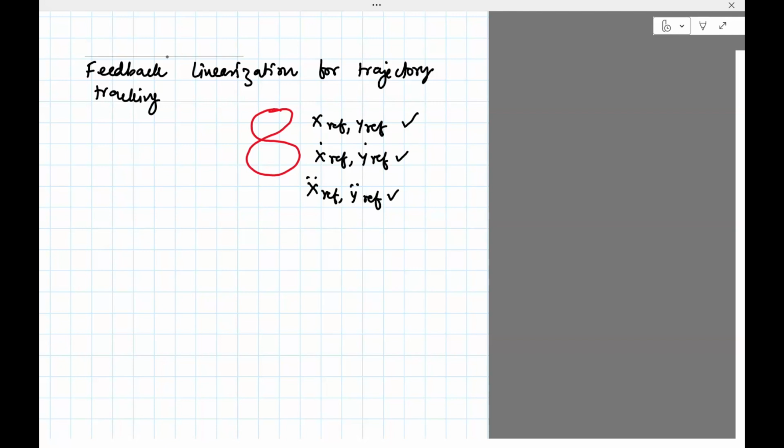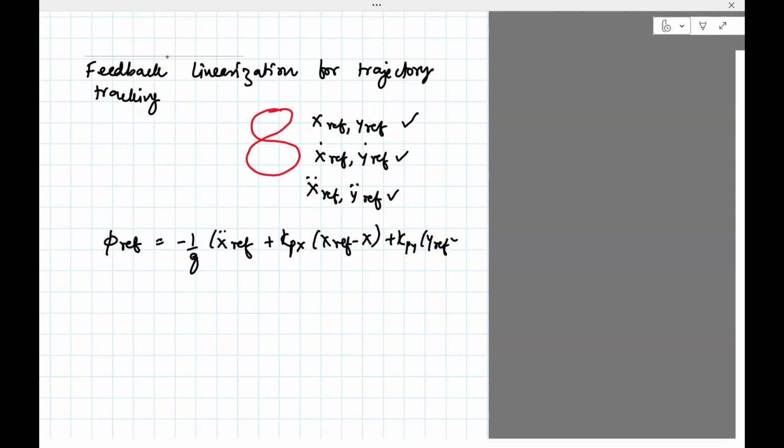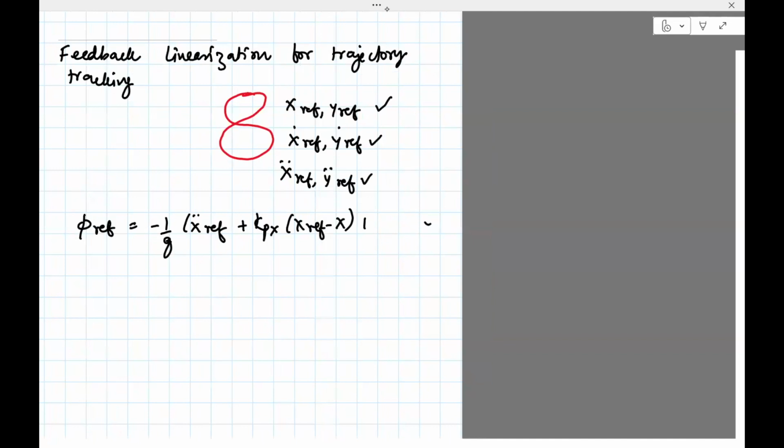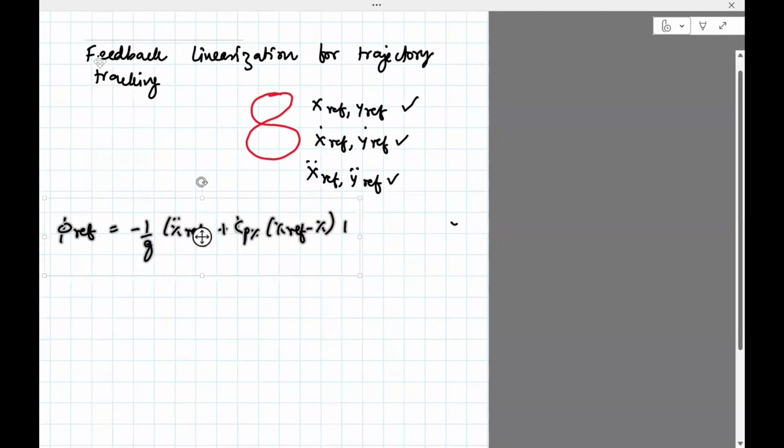The challenge here is that there are two controls, but there are three things they're trying to do. That's where the challenge is. You can actually write this controller very smartly, based on some intuition about the equations. So you make phi a function of kpx times (x ref minus x) plus kdx times (x dot ref minus x dot). This is the phi reference.